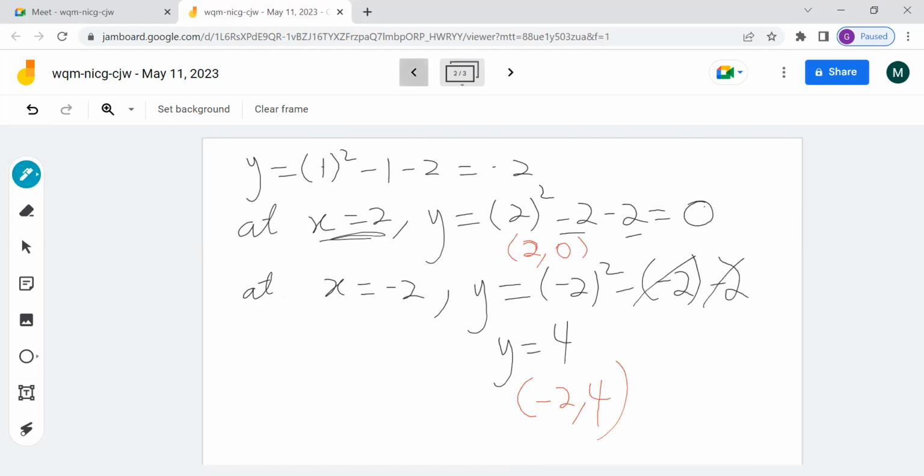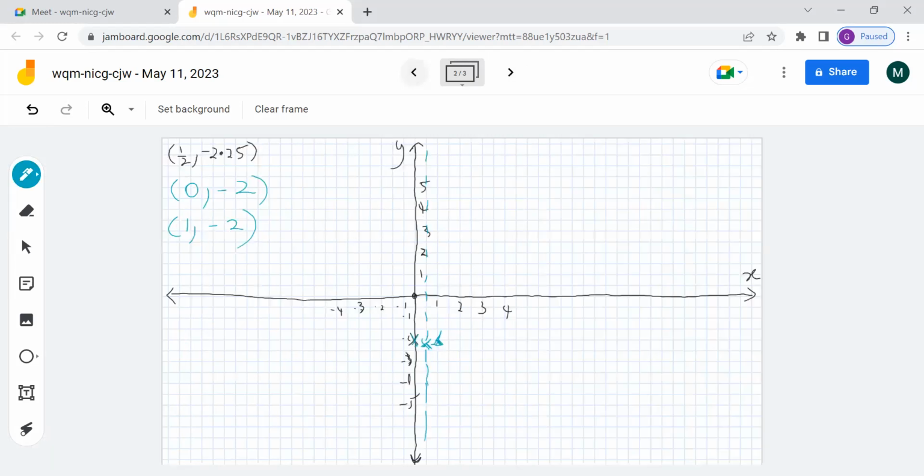So when x is 2, y is 0, it means we get this. And when x is negative 2, y is positive 4. So that will come negative 2 up here, y positive 4 here. So that will be here. Okay, now we have enough points to plot the graph. So it means half of the graph will go like this, from here all the way like this. That's very steep. Okay, so something like this.